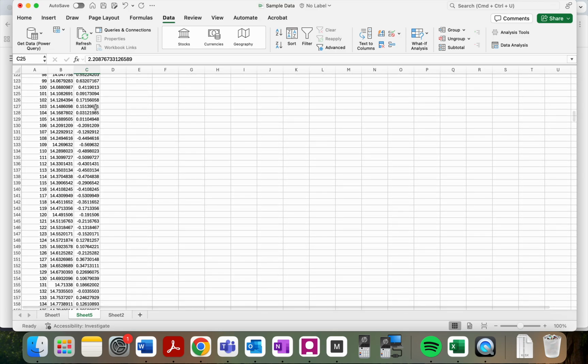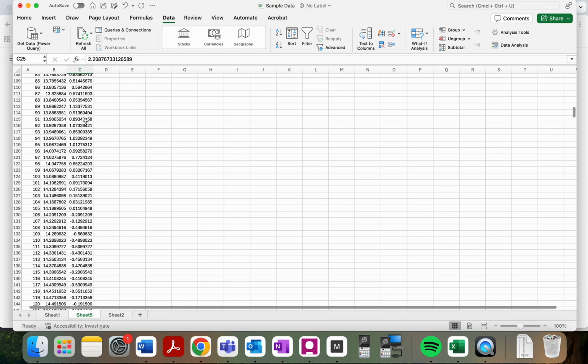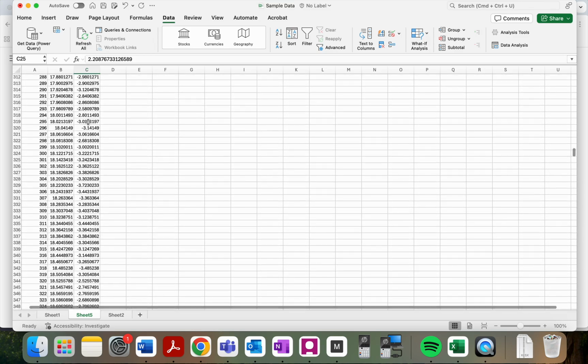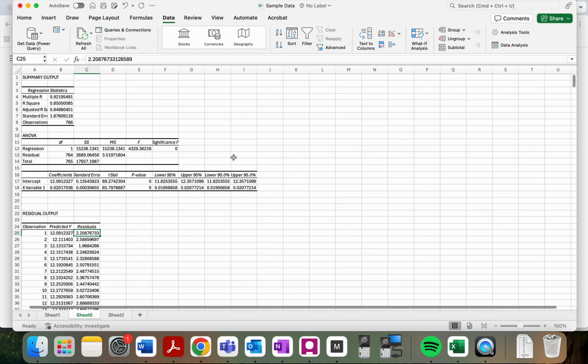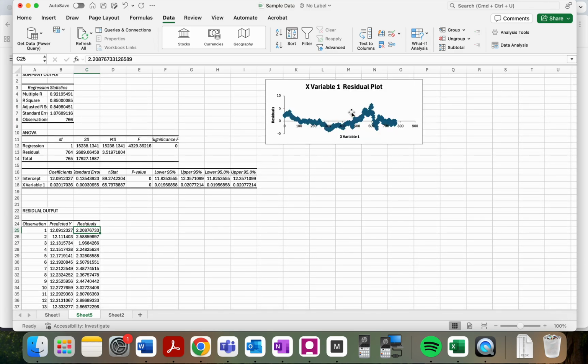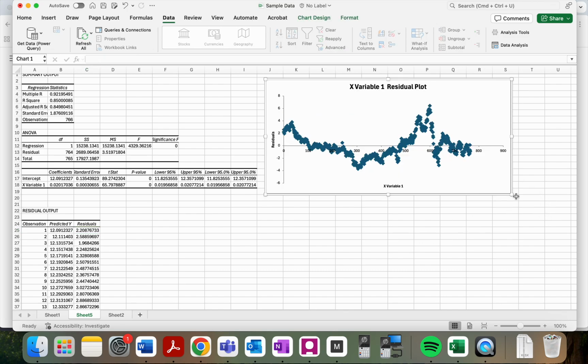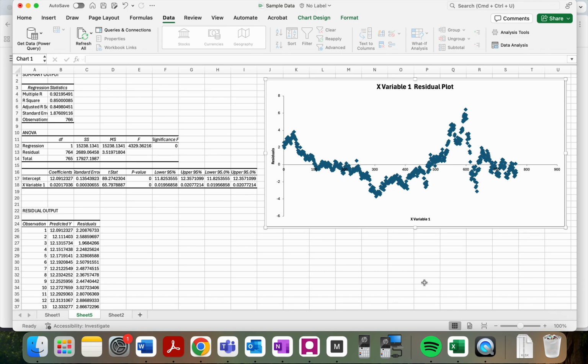Some of them are negative when it's below the line. Some of them are positive when it's above the line. But it's got all 700 of them. And then up here, it's got the graph. So I can make this bigger or zoom, right? So if I make it bigger, I can take a look at it and see all the residuals. And so I see at every single point how far away it is.